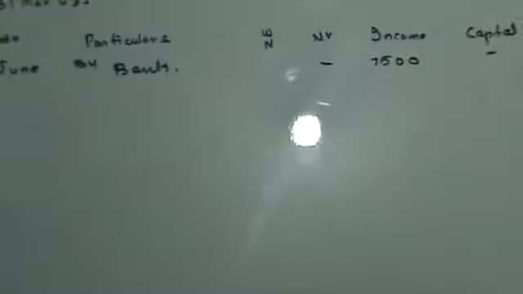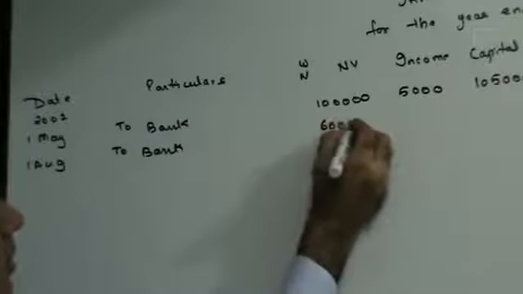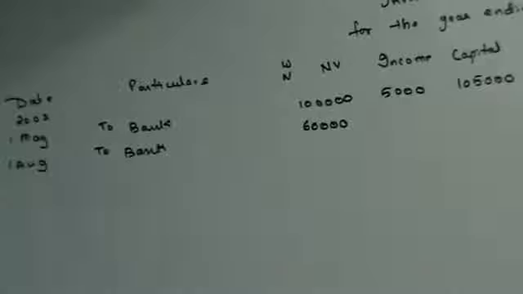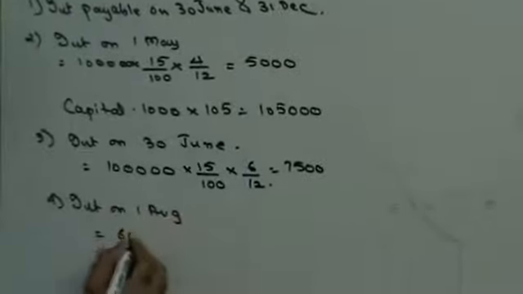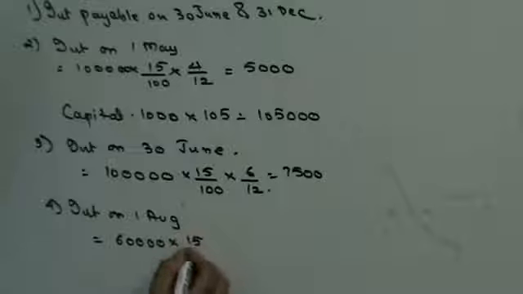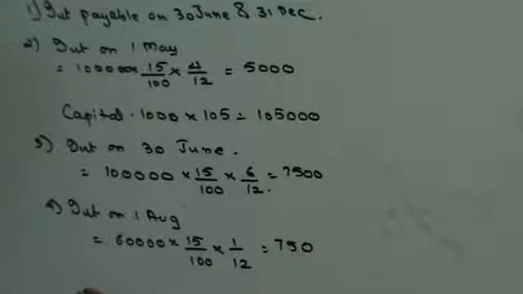Next, on 1st August, you purchase 60,000 debentures at 109 cum interest. On 1st August, you purchased debentures of 60,000. Now let's calculate the interest on 1st August. You have purchased 60,000 worth debentures, these are 15% debentures. Closest previous date: you just paid the interest on 30th June, so that is 1 month. 750.